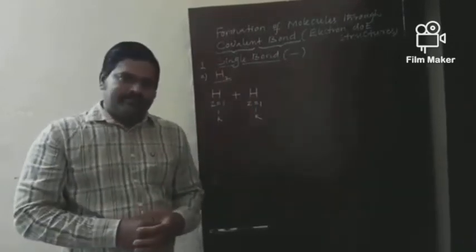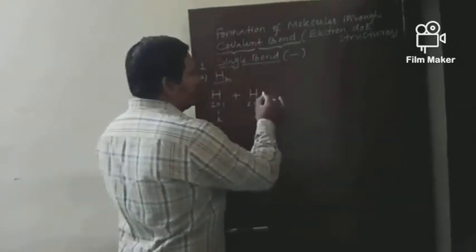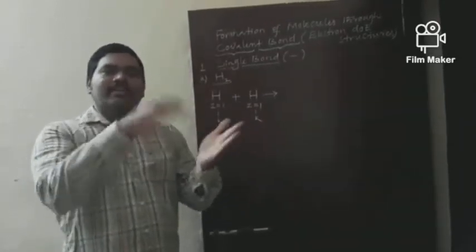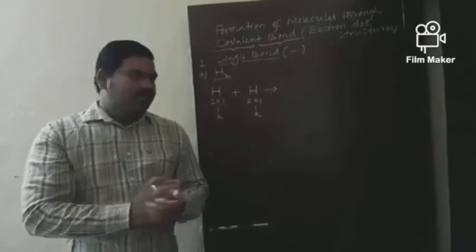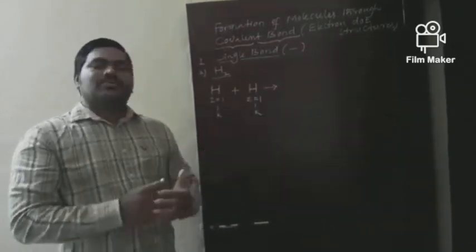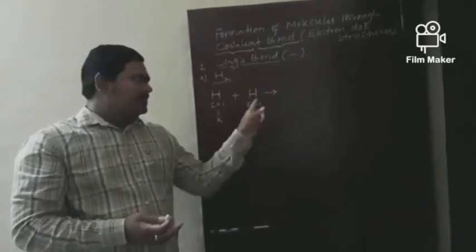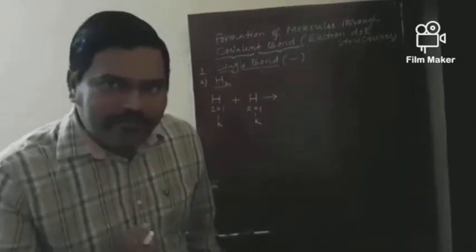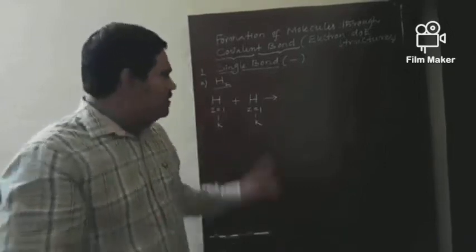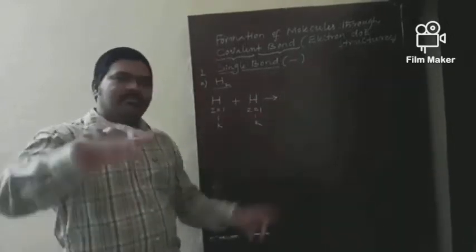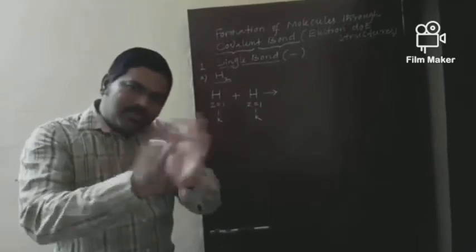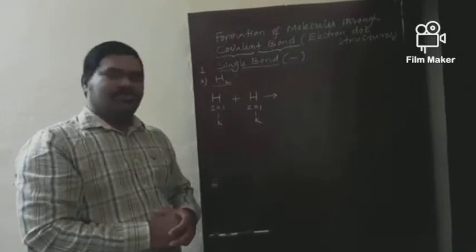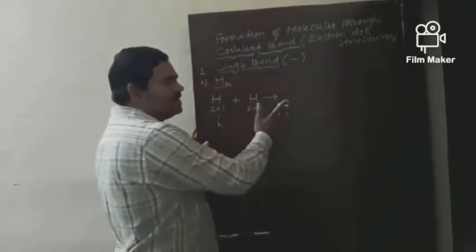Then because of this interaction, they mutually share electron from the outermost shell, because a single atom of hydrogen is unstable. To attain stability, the first hydrogen would like to combine with the second hydrogen. They mutually share one electron from the outermost shell. And the next structure is like this.